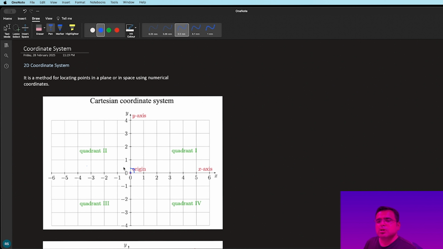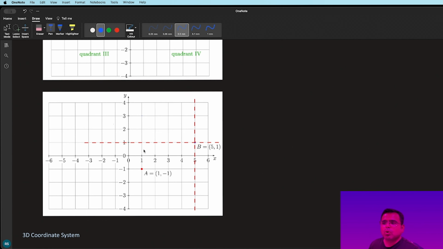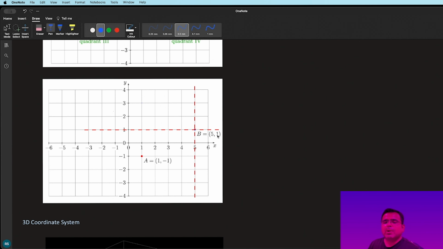Okay, so when this 2D coordinate system is created by combining these two axes, the y-axis and the x-axis, it will be divided into four quadrants: quadrant 1, quadrant 2, quadrant 3 and quadrant 4. Okay, and suppose I want to plot a point on this coordinate system. For example, I want to plot a point, say (5, 1).